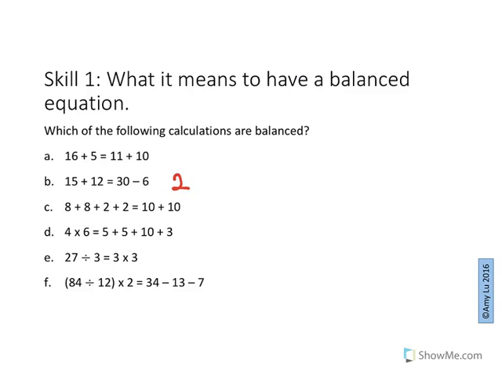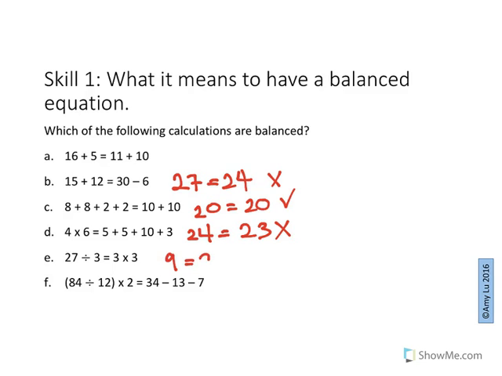So for B, you have 27 on one side and you have 24. This is not balanced. C, you have 20 equals 20. Yes, this is balanced. In D, you have 24 is equal to 23. This is not balanced. In E, you have 9 is equal to 9.